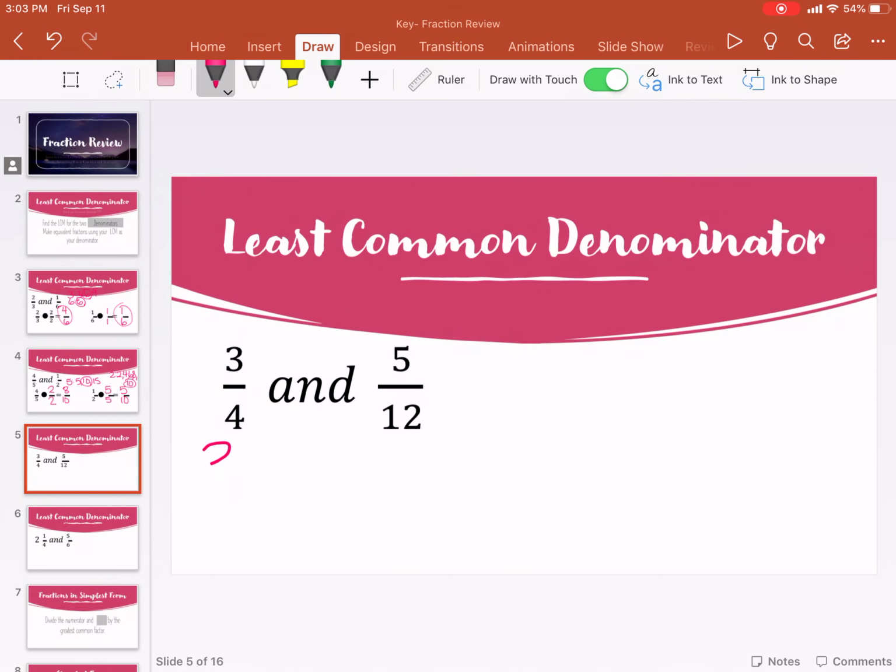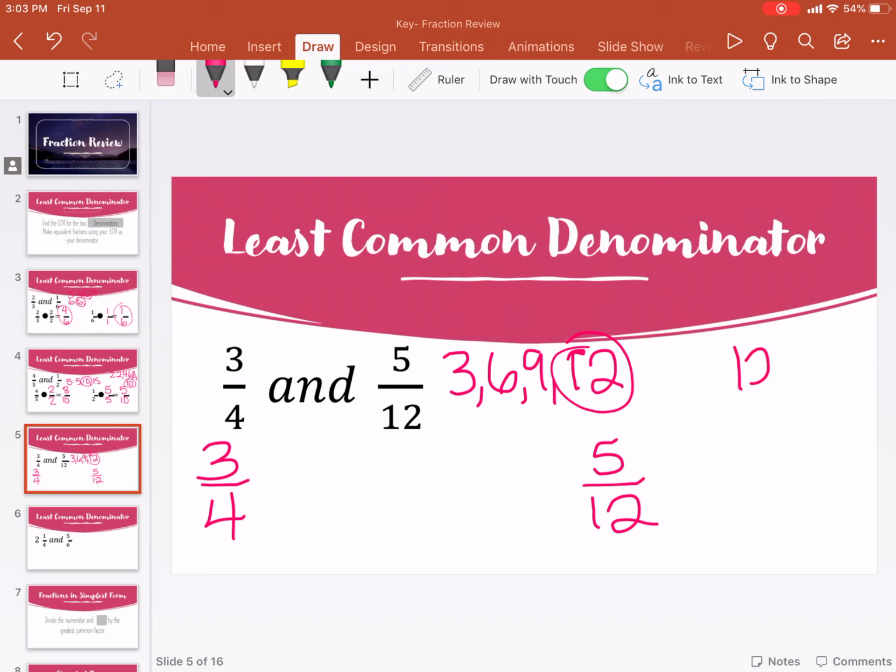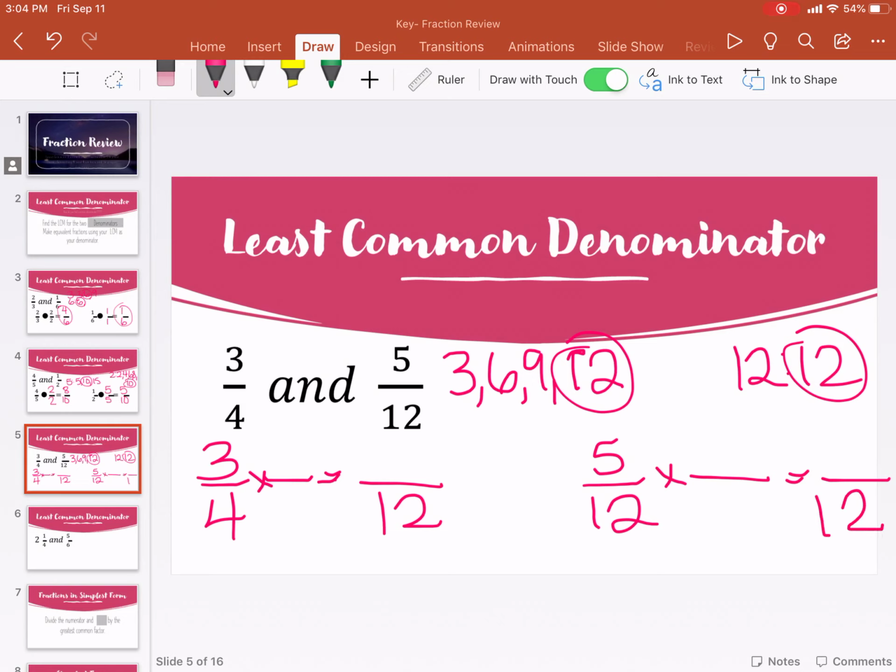So here we go. Let's try 3/4 and 5/12. So 3, 6, 9, 12. Well, there's 12. That's got to be it because that's the first multiple of 12. So what are we going to multiply to get to a denominator of 12? 4 times 3 is 12. Multiply the same on the top. 3 times 3 is 9. 12 times 1 is 12. 5 times 1 is 5.